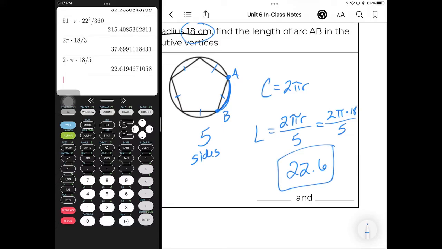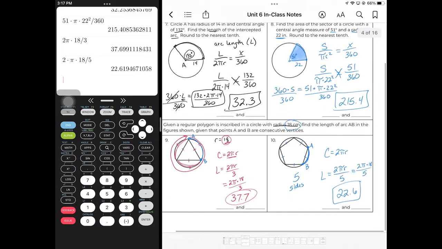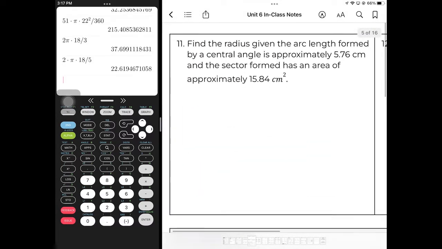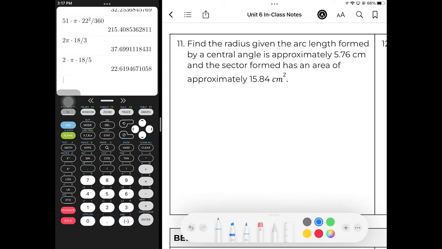Okay? All right, we are getting real close to done. We've just got a couple examples left, so let's finish these up. All right, to find the radius given that the arc length formed by a central angle is approximately 5.76 centimeters and the sector formed has an area of approximately 15.84 centimeters, here's what we're going to do. I'm going to give you a shortcut.